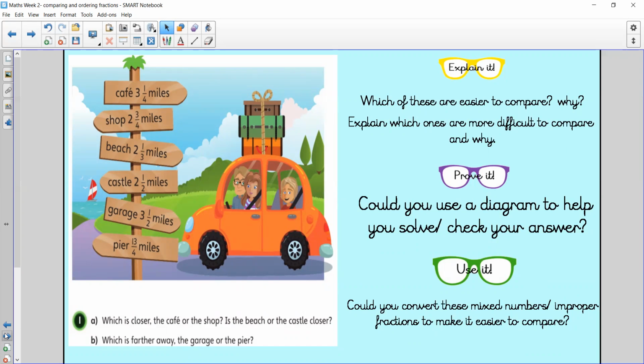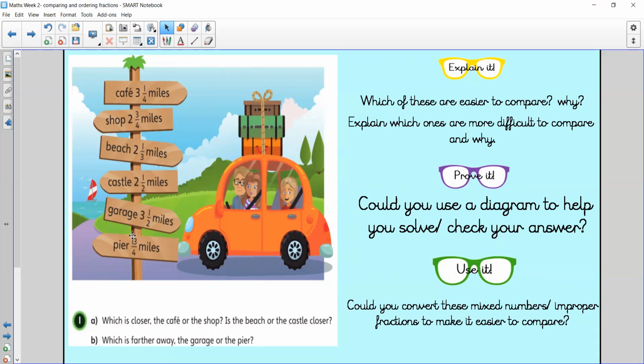So have a little look at this. You can see we've got a signpost, and this lovely family here are on their way on holiday by the looks of it. And this one here has got the distances in miles that they still have to go to the different places. Okay, so the first thing I want you to do before you even start to answer any of those 1A or B questions, I want you just to actually have a little look at the signpost. Okay, which of those are easier to compare and why? Which of those are going to be more difficult for you to compare and why?